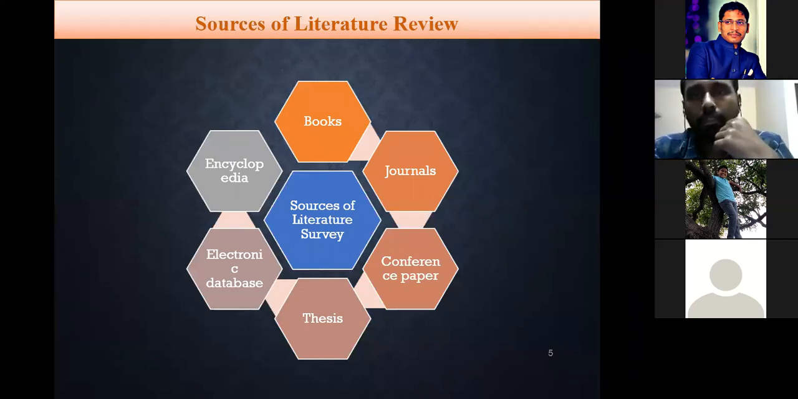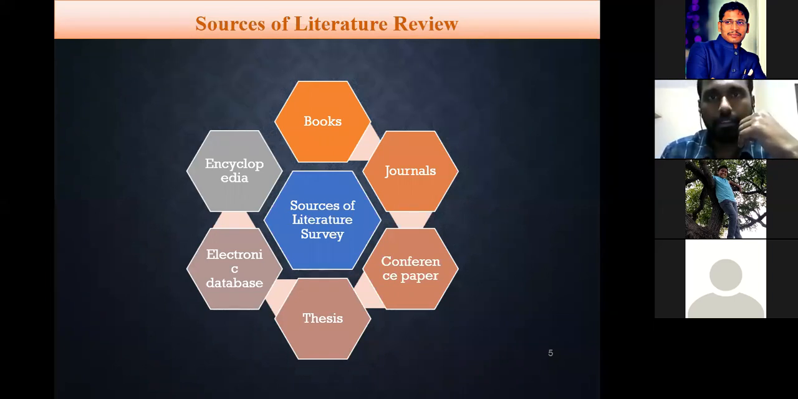Okay. Thank you. And the sources of literature review: what kind of sources are we using to collect the literature? We collect from books, journal articles, conference papers, theses, some electronic databases, online sources, and some encyclopedias. We have a lot. So these are some of the literature we can collect and proceed with for the literature review.